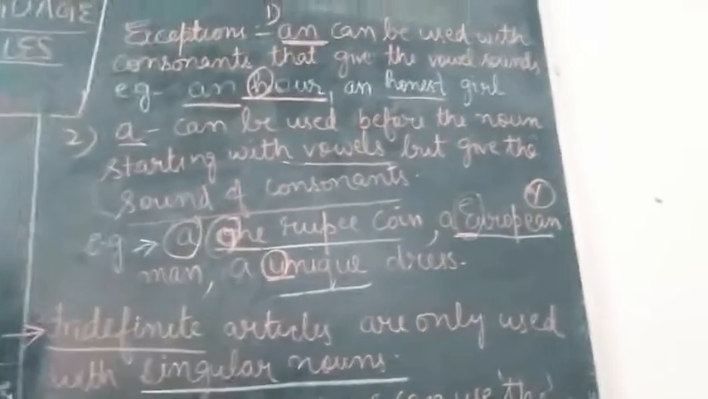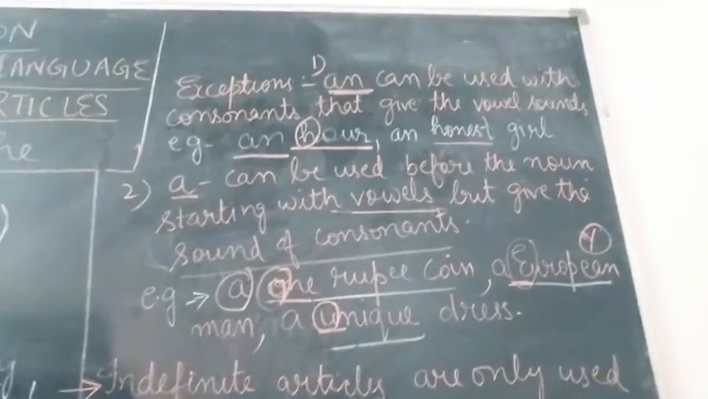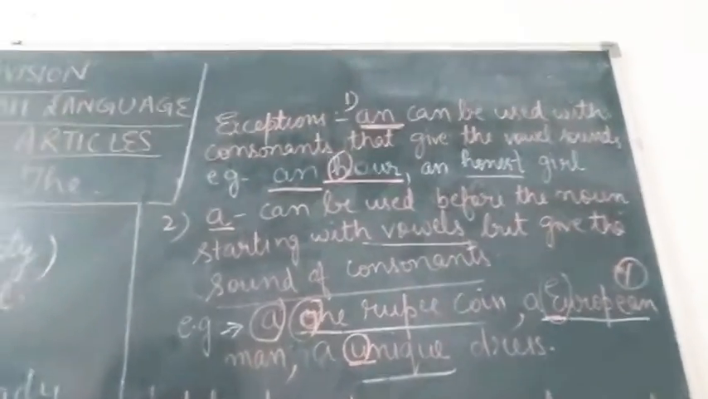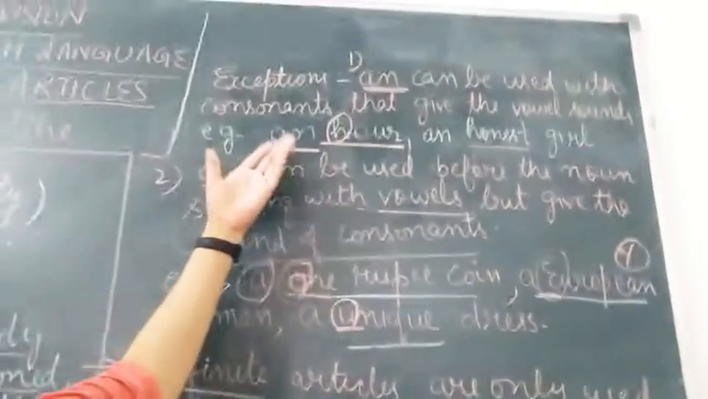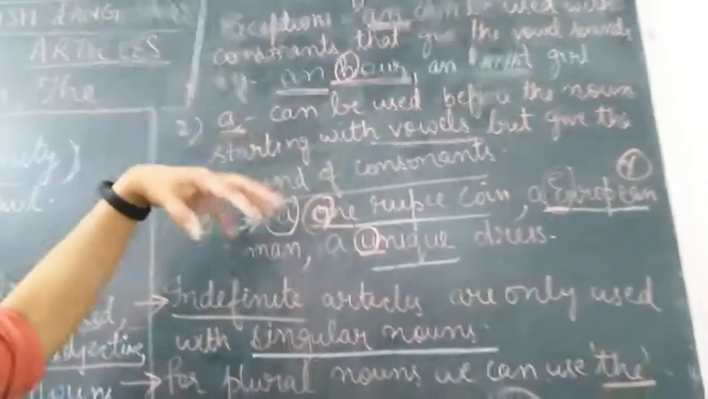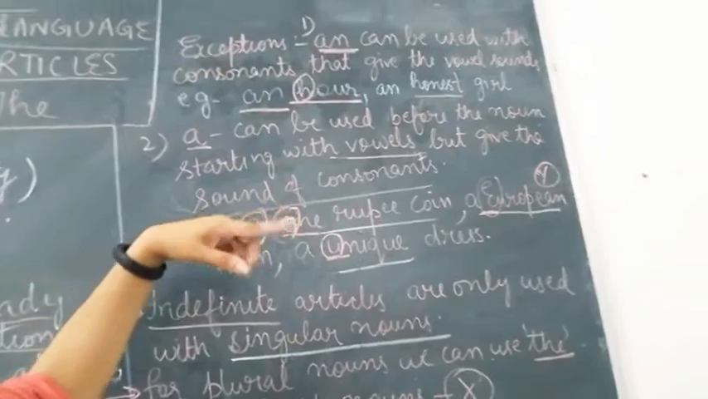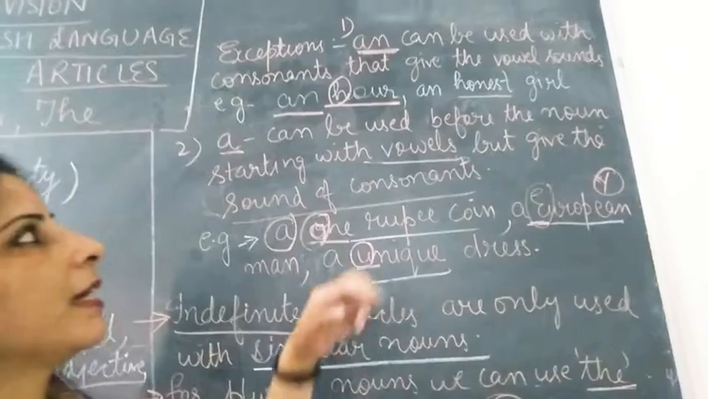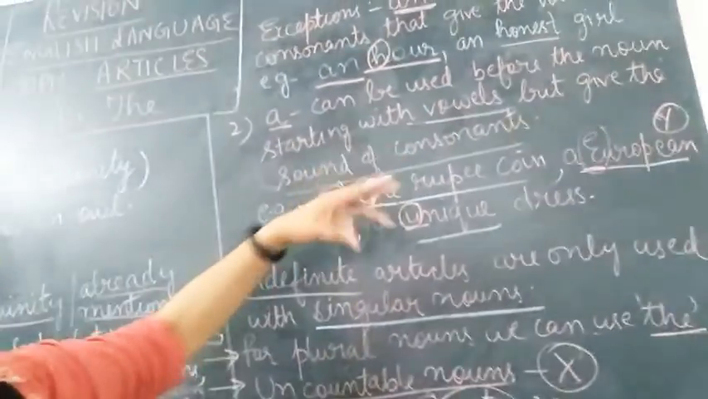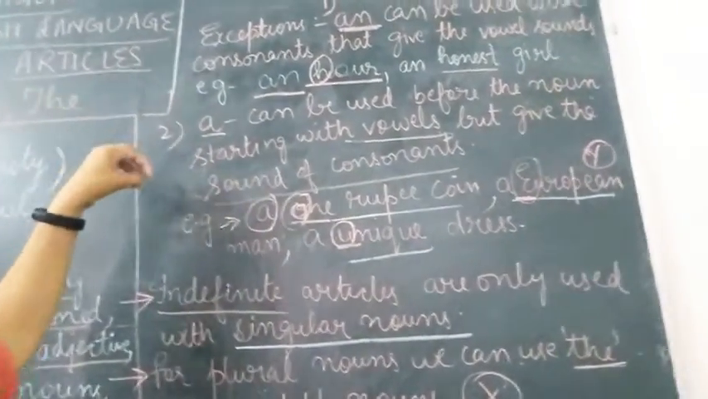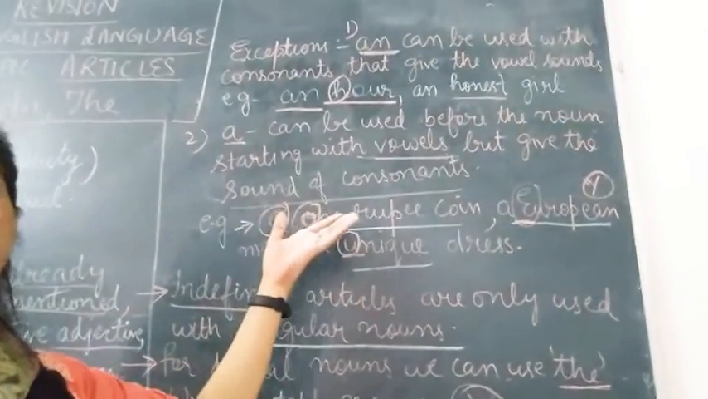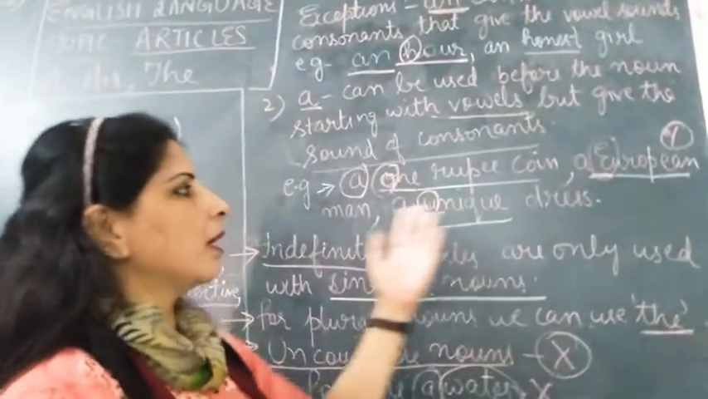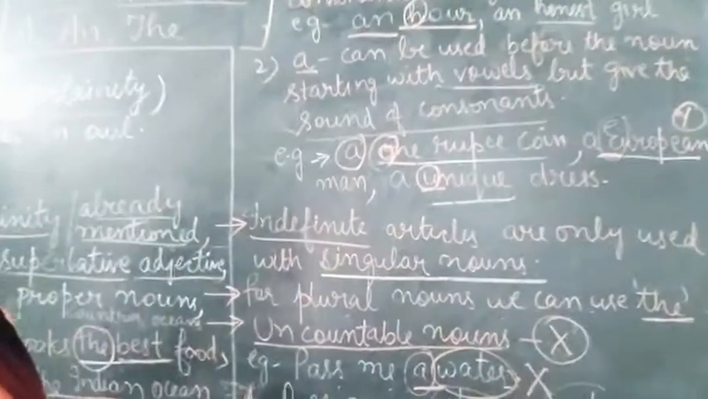When some consonants give us vowel sounds and some vowels give us consonant sounds, accordingly we have to use an or a. An can be used with some consonant letters also, but the condition is they should give us the vowel sound when we pronounce them, like an R, an honest girl. Same way, a can be used before nouns beginning with vowels but giving the sound of consonants, okay? Like a one rupee coin, a European, a unique dress, and there are many more examples, right?